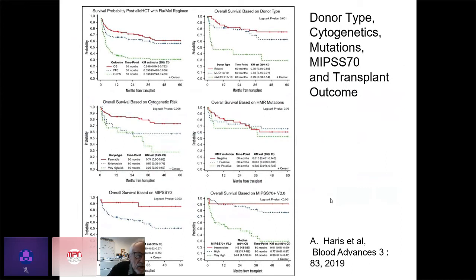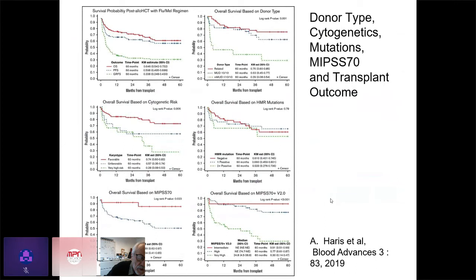Just basically to make the point that cytogenetics is an important factor here. Favorable cytogenetics in the second panel on the left in red, superior outcome to patients with unfavorable or very high risk cytogenetics. That is not so much reflected in overall survival when we look at high risk mutations. Again, adding a note of caution that certainly mutations by themselves, or any one mutation by itself, should not be a determinant, in my opinion, in the decision-making process regarding transplantation.